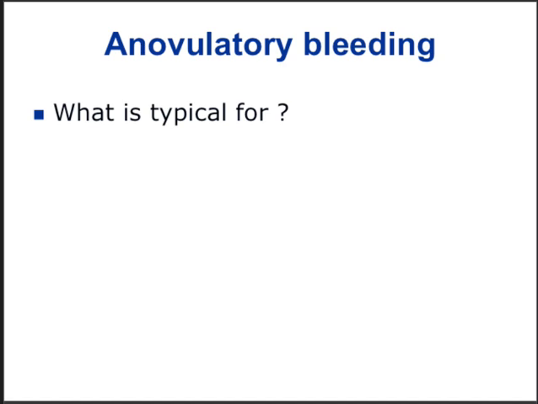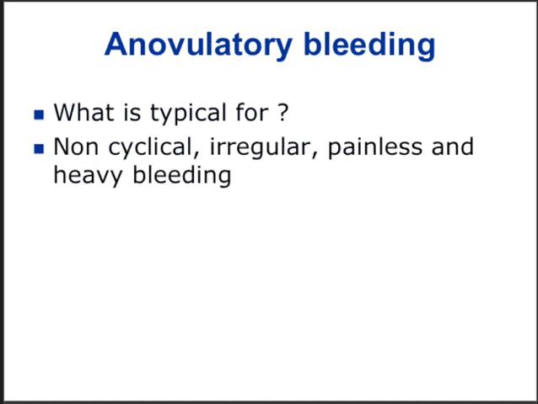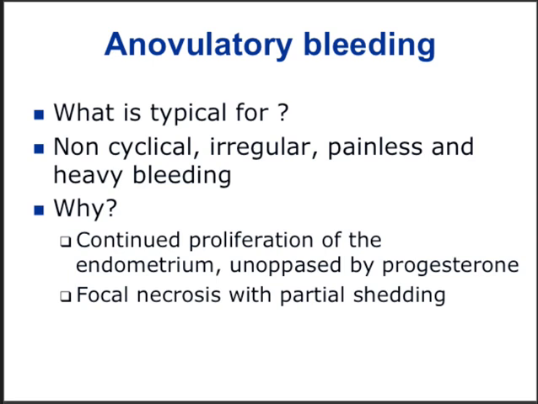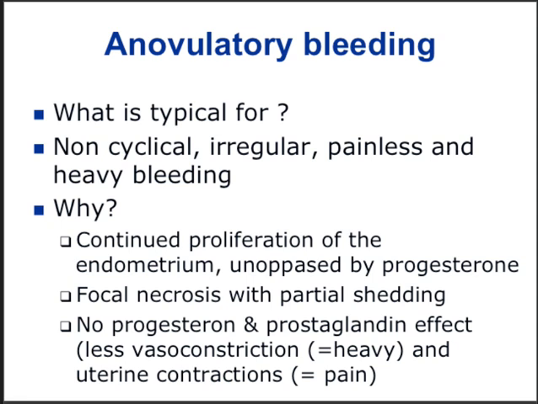So what is typical for an anovulatory bleeding? It's non-cyclical, irregular, painless and heavy. Why is that so? There is continued proliferation of the endometrium, unopposed by progesterone, that should read an O, and there is focal necrosis with partial shedding of the proliferative endometrium. Due to the absence of progesterone and prostaglandin effect, there is on the one hand less vasoconstriction, hence heavy bleeding, and less uterine contractions, hence painless bleeding, no typical cramping uterine pain.